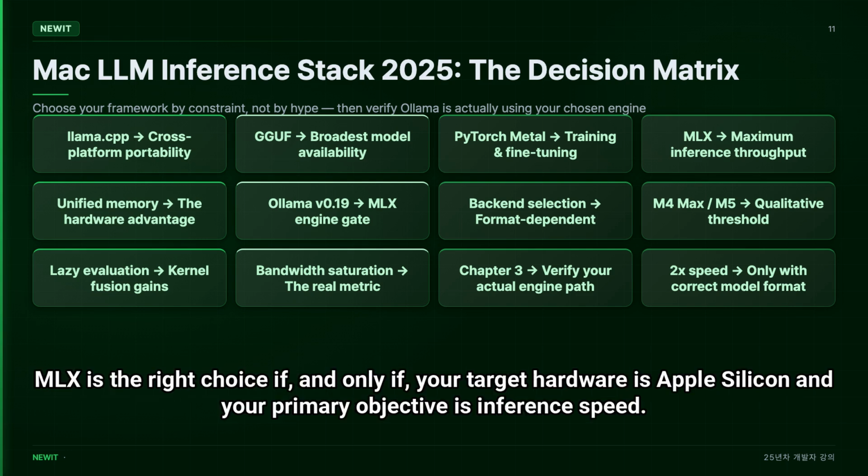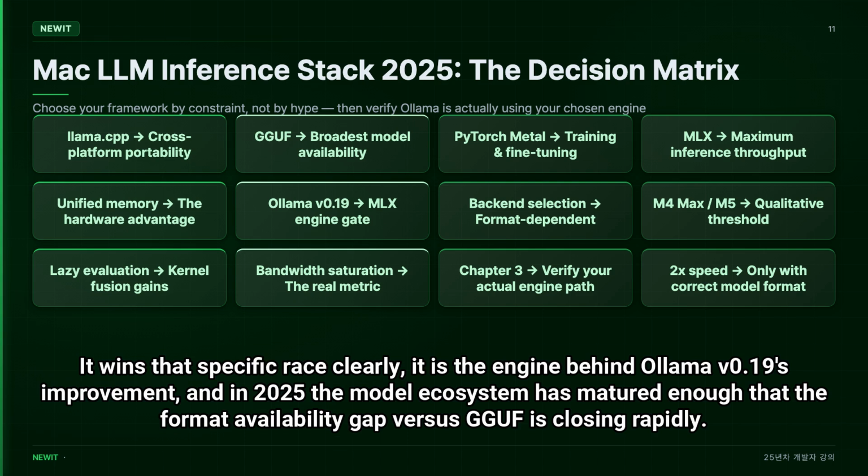MLX is the right choice if, and only if, your target hardware is Apple Silicon and your primary objective is inference speed. It wins that specific race clearly. It is the engine behind Ollama v0.19's improvement. And in 2025, the model ecosystem has matured enough that the format availability gap versus GGUF is closing rapidly.